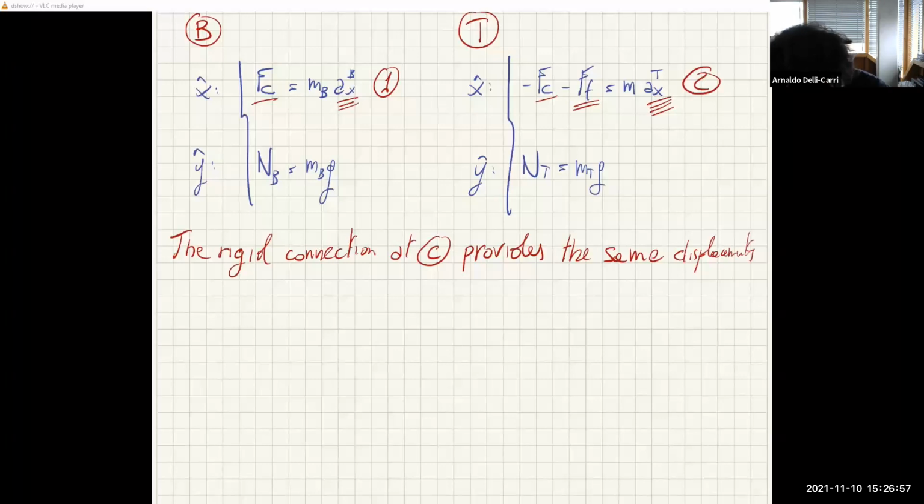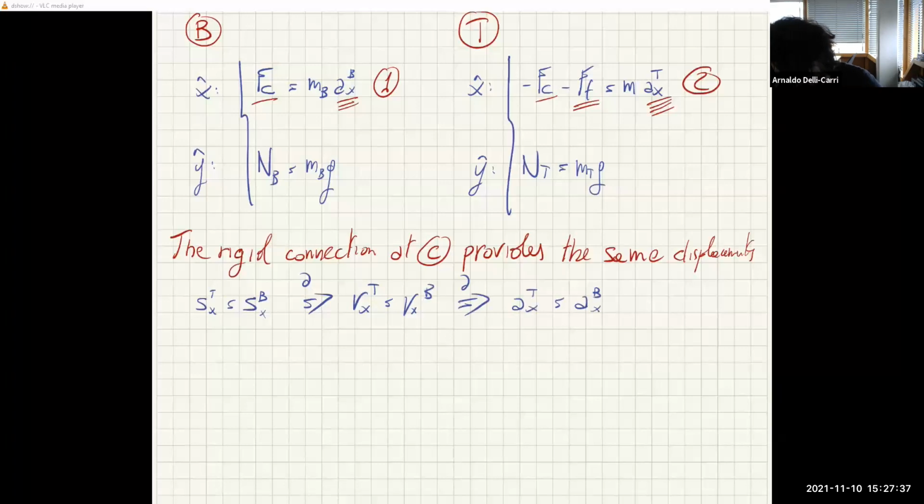And so you can say that the displacement of the truck is equal to the displacement of the boat along the x. Let's call this displacement of the truck in the x direction is equal to the displacement of the boat in the x direction. And so if you differentiate this once, you get that the velocity in the x direction of the truck is the same as the velocity in the x direction of the boat. And if you differentiate this one more time, you get that the acceleration along x of the truck is the same as the acceleration along x of the boat. And this will be our equation 3. This is called kinematic relationship.